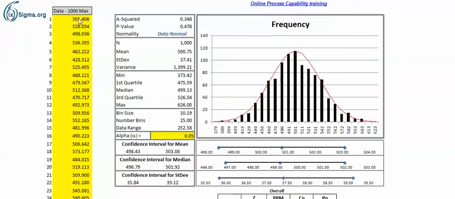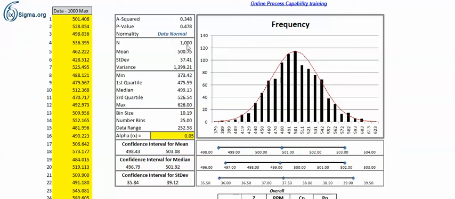So once I lay in my data points, the first thing I'm going to check for is data normality. This is using Anderson-Darling, and it says the data is normal, so I can proceed. If it says it's not normal, then I can't use the results of this tool. They'll be erroneous for a capability. But in this case, we're okay. So the data is normal.